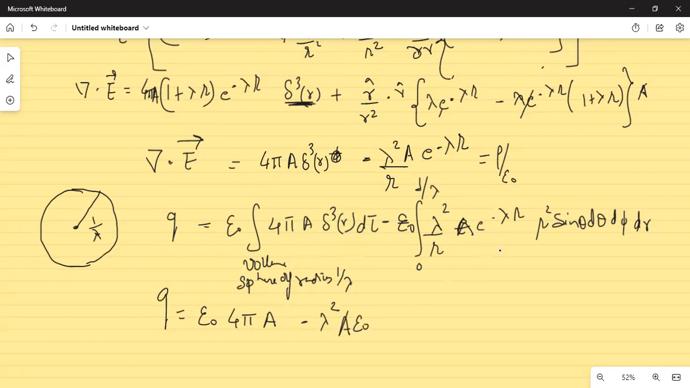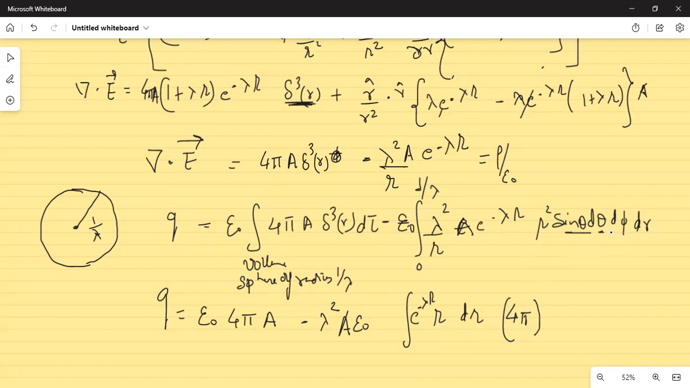And you have this integration, r, and then dr. Sorry, this is r, and then there you have dr, and this sine theta d theta d phi will give you 4 pi. Is that clear? And there is e to the power minus lambda also, so I'll write e to the power minus lambda r also. So overall, this will be the term.